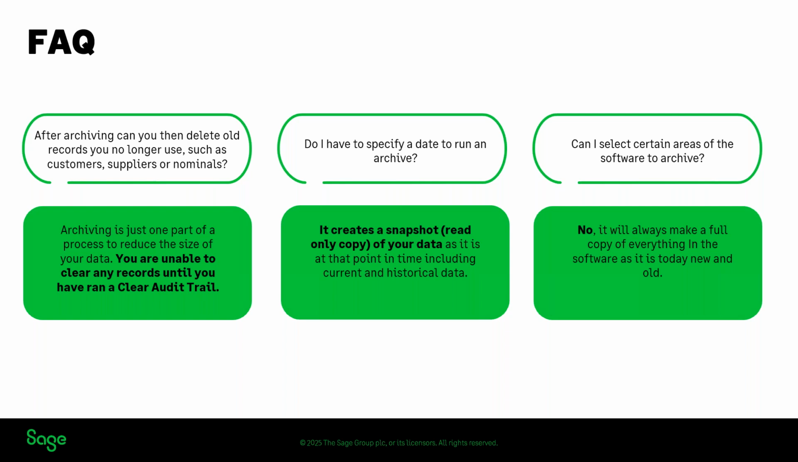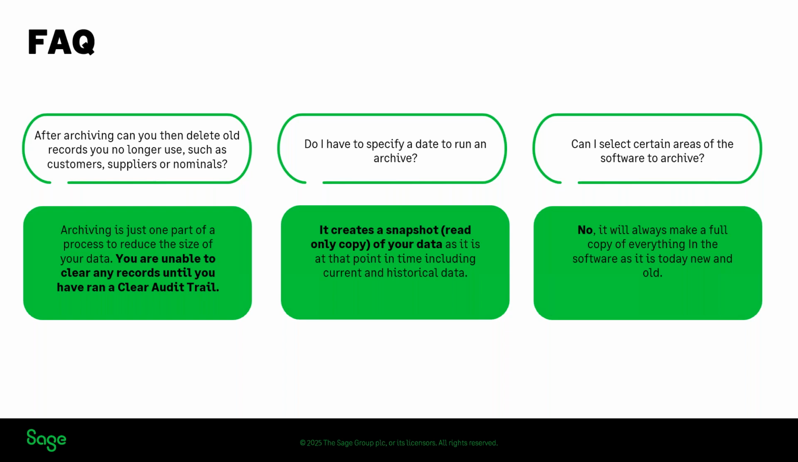Lastly, can I select certain areas of the software to archive? The answer is no. It's going to make a full copy of everything in the software as it is today, new and old. There's always a misconception, well, I only want to archive this section, and the answer is it's going to take a copy of everything. Because the last thing you want is to be caught out, and with the company archive, it takes a copy of everything. You've got everything as it stands at that point in time.